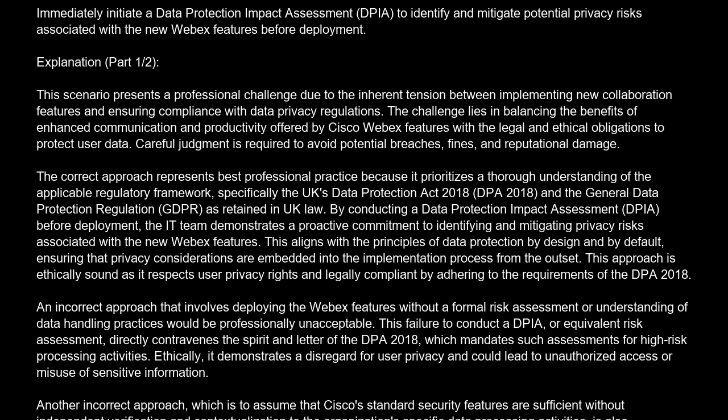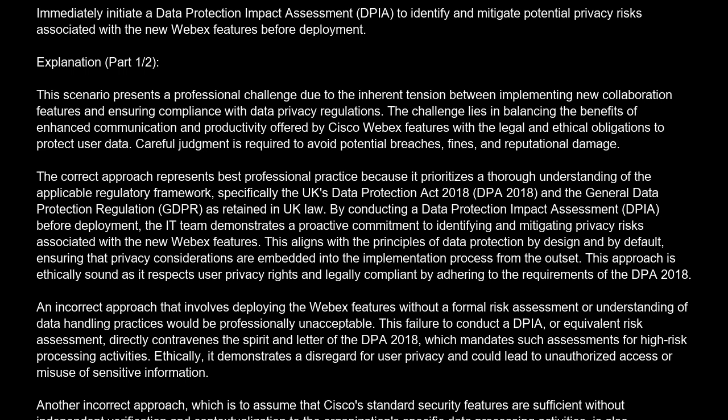By conducting a Data Protection Impact Assessment (DPIA) before deployment, the IT team demonstrates a proactive commitment to identifying and mitigating privacy risks associated with the new WebEx features. This aligns with the principles of data protection by design and by default, ensuring that privacy considerations are embedded into the implementation process from the outset. This approach is ethically sound as it respects user privacy rights and legally compliant by adhering to the requirements of the DPA 2018.